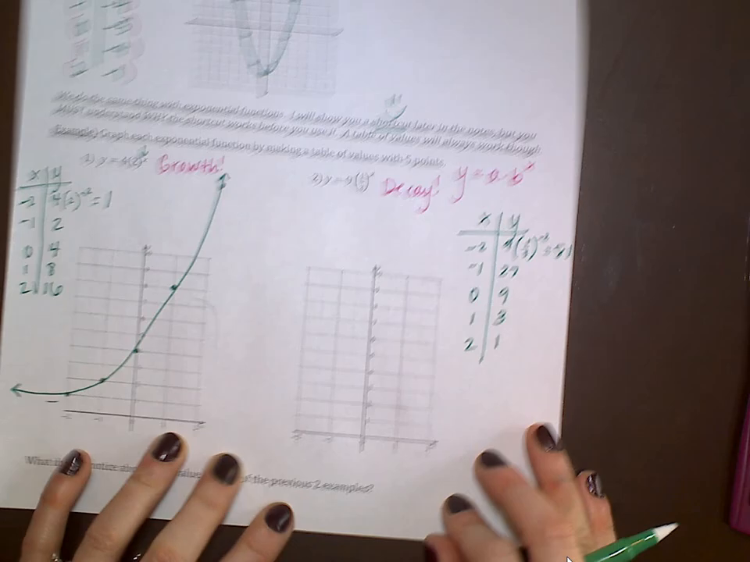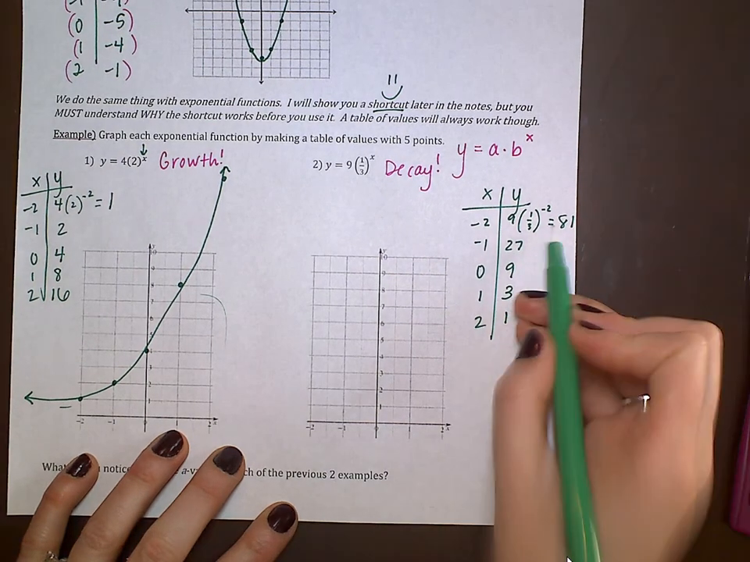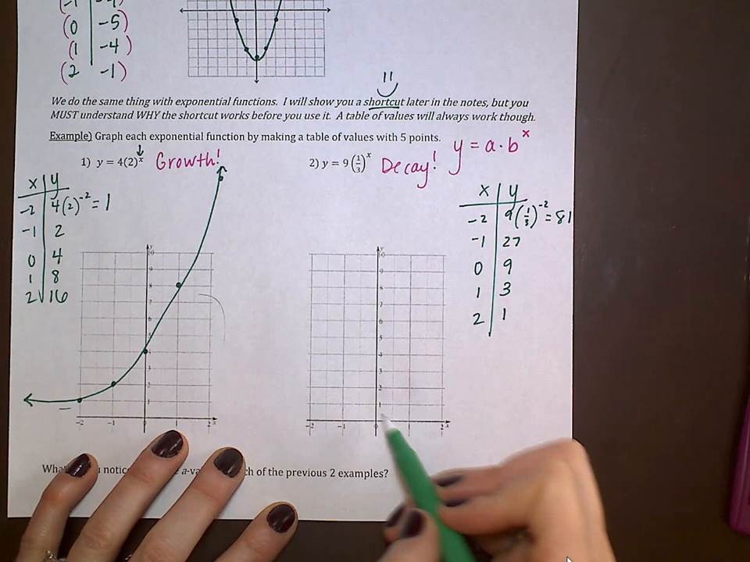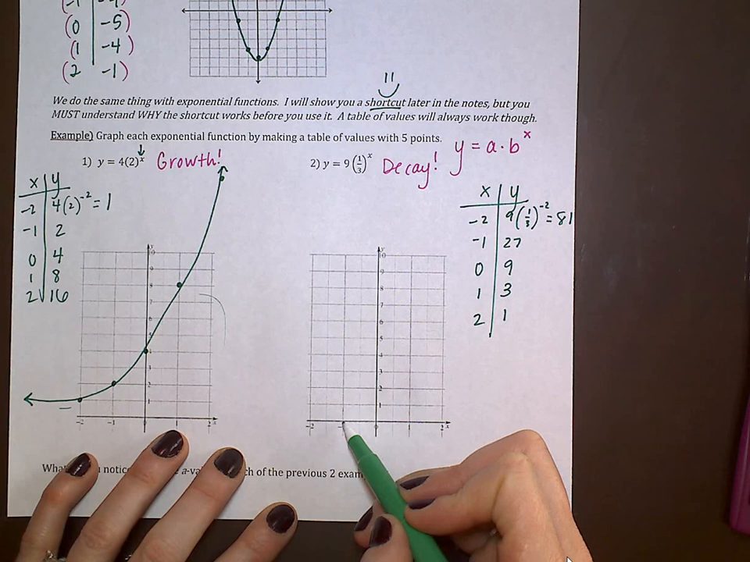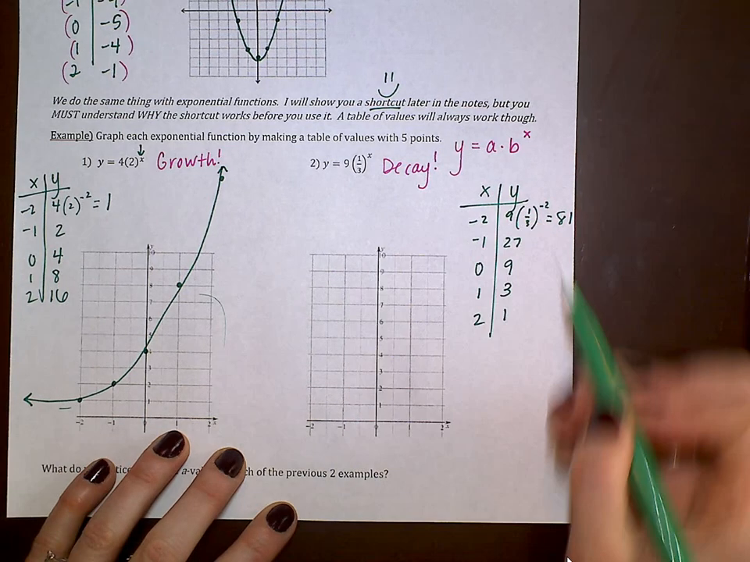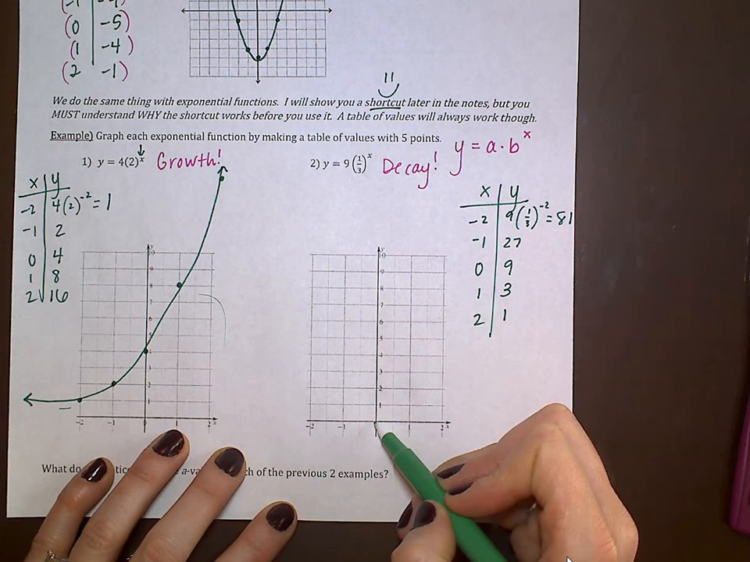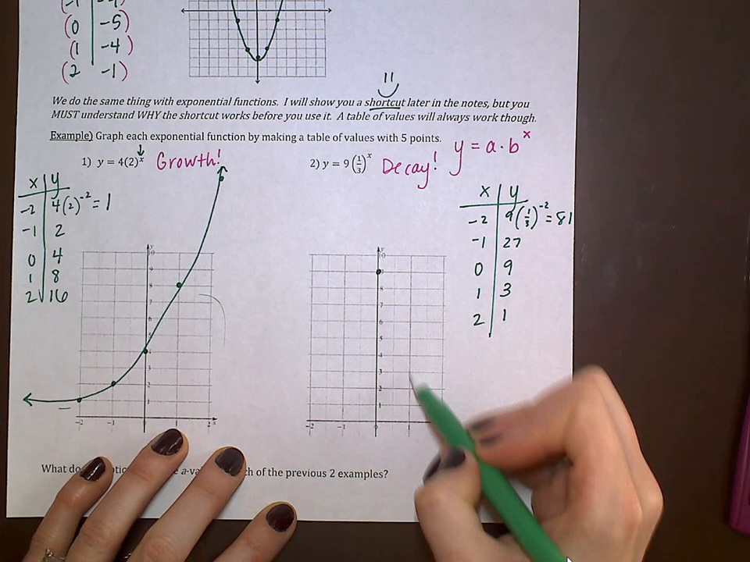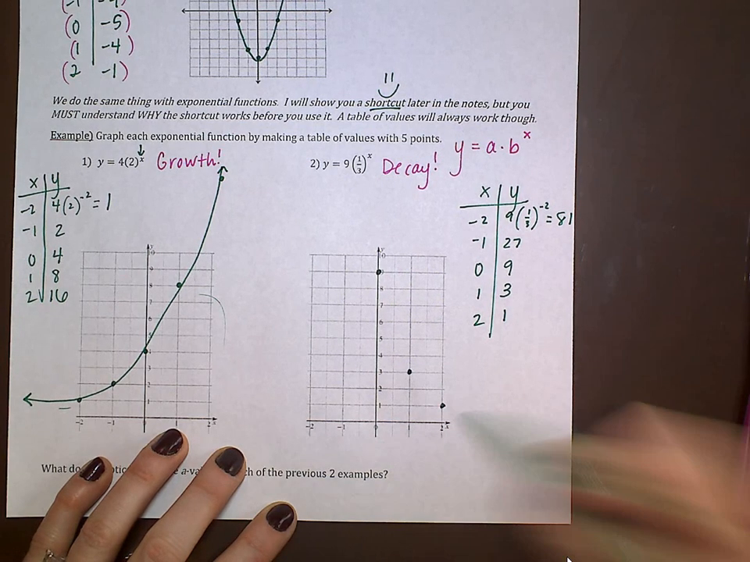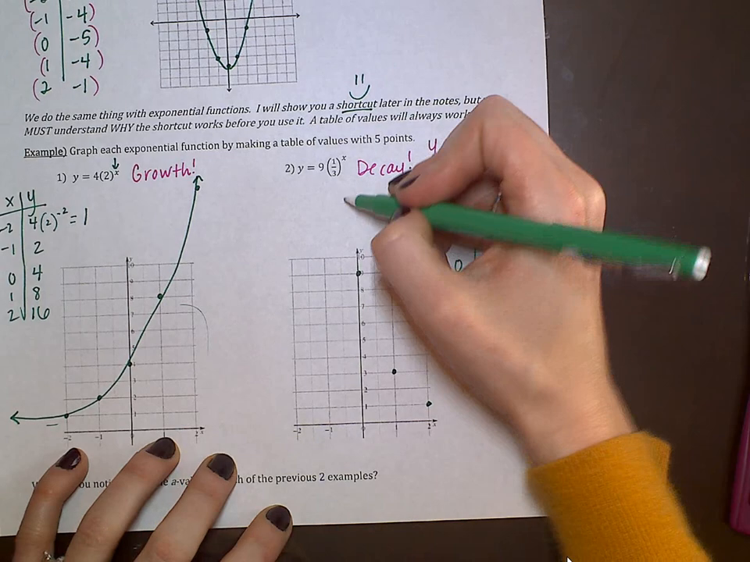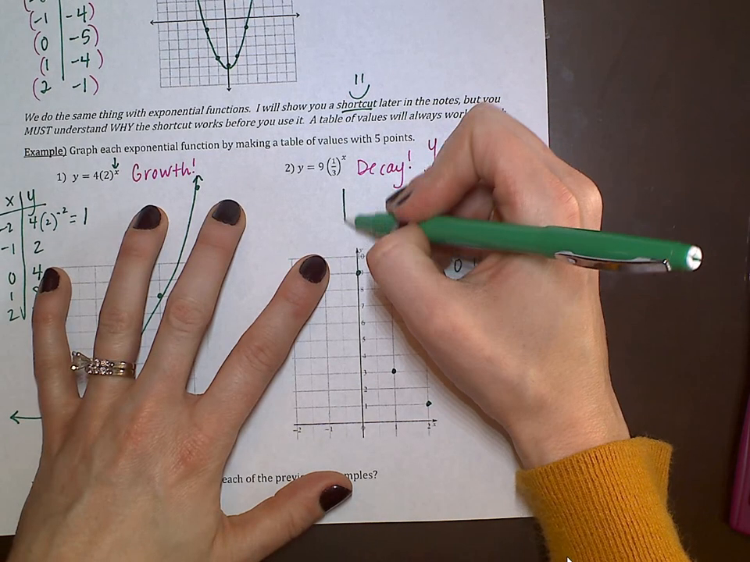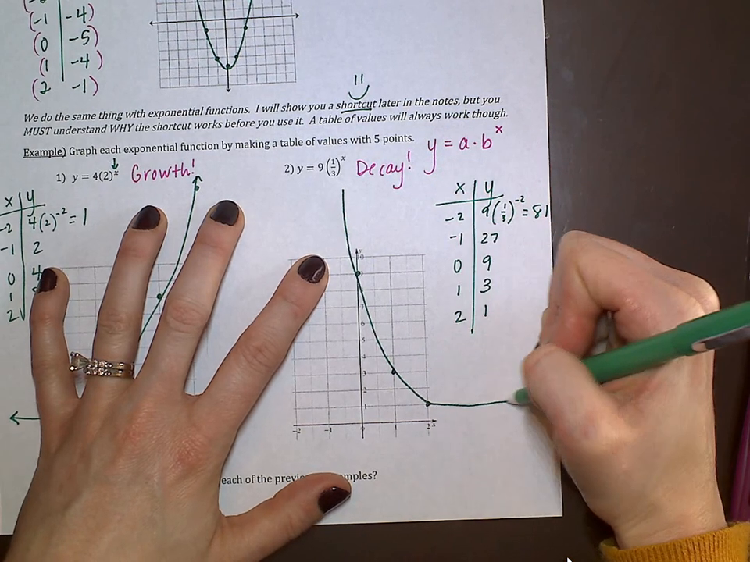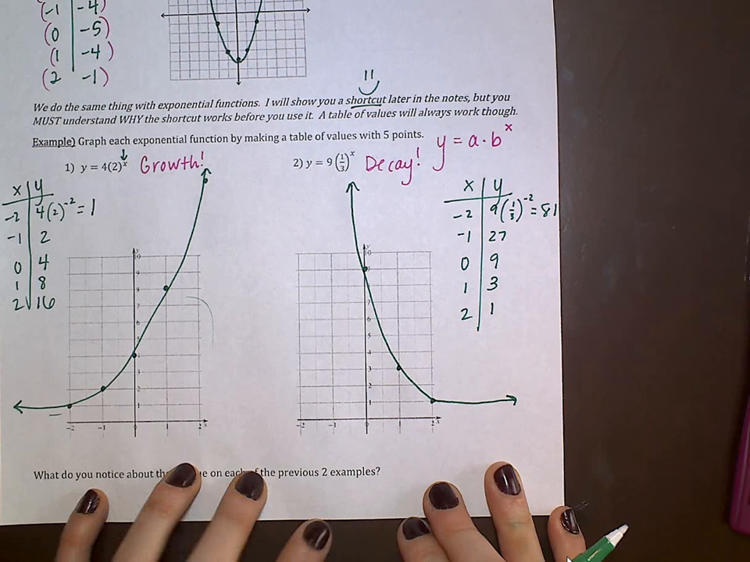Okay, so let's plot these points. Now, I'm not even going to attempt to plot the point -2, 81, because it's obviously way off my paper. Even -1, 27 is way off my paper. So the first point I'm going to be able to plot is 0 and then up 9, right there. 1, 3, 2, 1. It's the same kind of shape. It's just a smooth curve, except this one is decay, so it makes sense, guys. It's going down as x gets bigger. Put arrows at both ends to show it goes on forever.